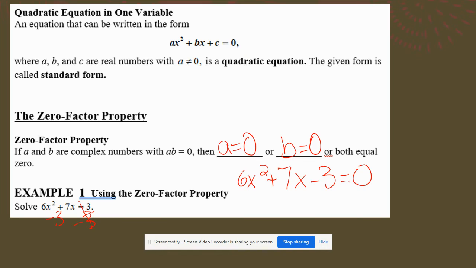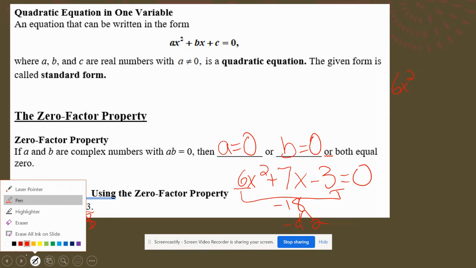6, 7, and 3 do not have any common factors to reduce by, so 6 times negative 3 is negative 18. The factors of negative 18 that add to positive 7 are negative 9 and positive 2. So I would do 6x squared.